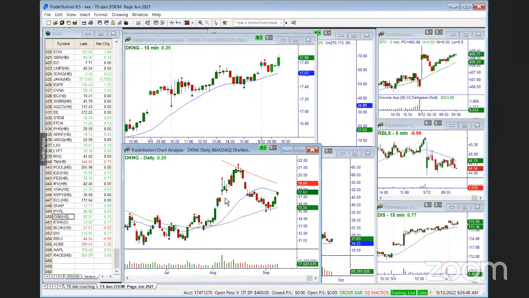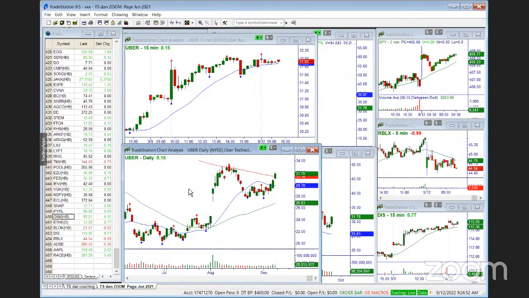We're at half also. We got out of our Uber put spread into strength on Friday, but we're still long stock on Uber. Let me set new alarms on that.